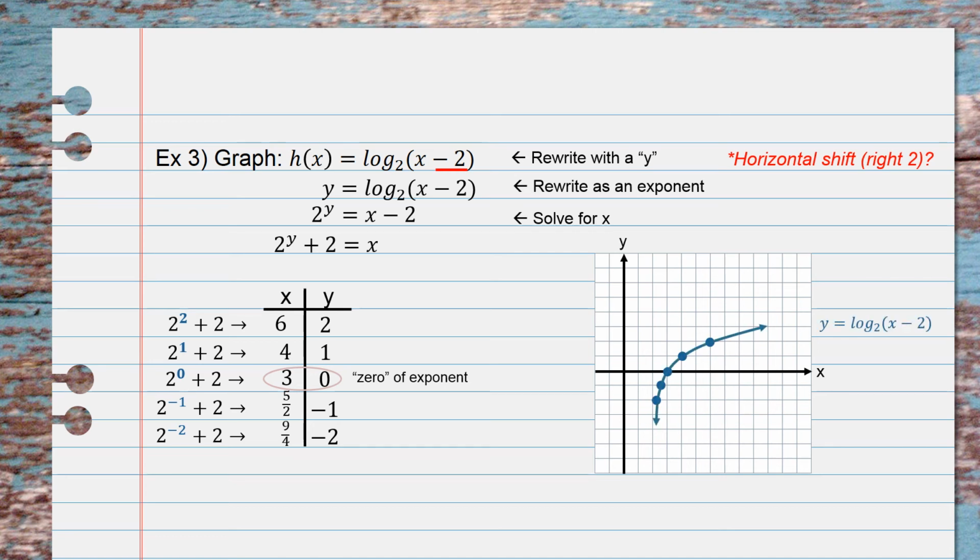Hopefully your graph looks something similar to mine. Now again, we must draw and label any asymptotes or intercepts. And in this case, we do have a vertical asymptote at x equals 2, and we have an intercept at the point (3, 0). Let's look at another example.